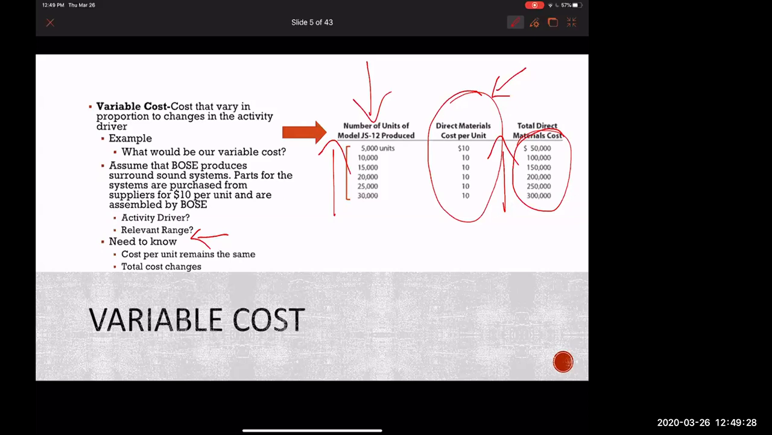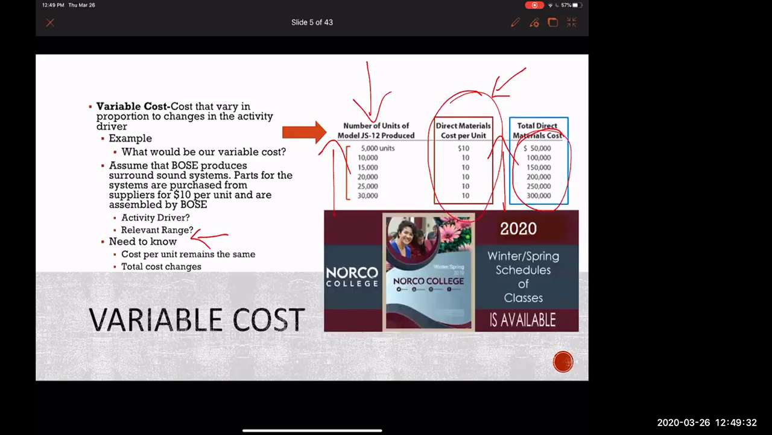A good example to bring this point home: many of you have already registered for spring, but imagine you were registering for summer or fall or something of that nature. It's kind of the same idea, the same concept.